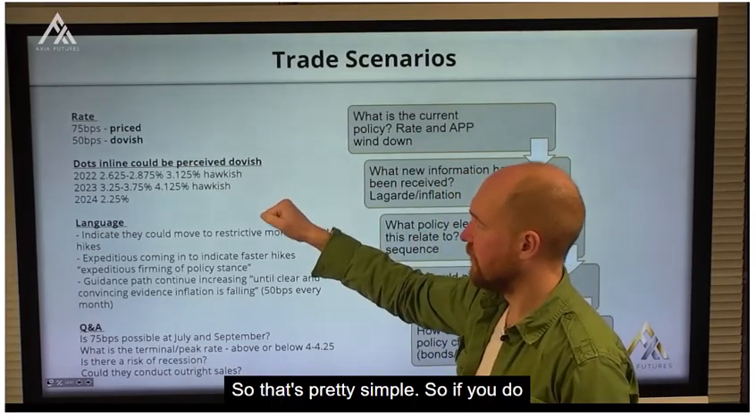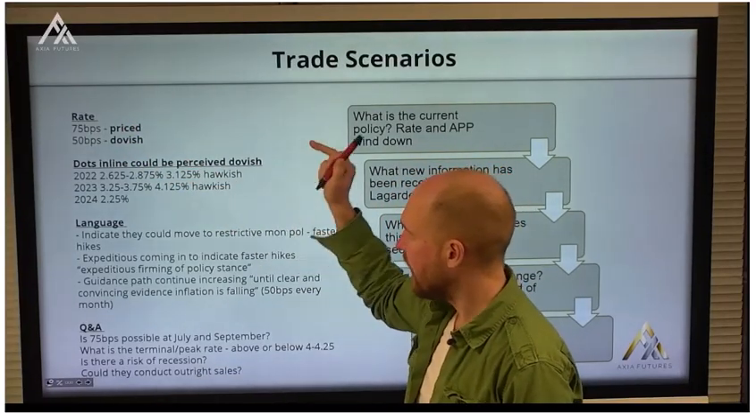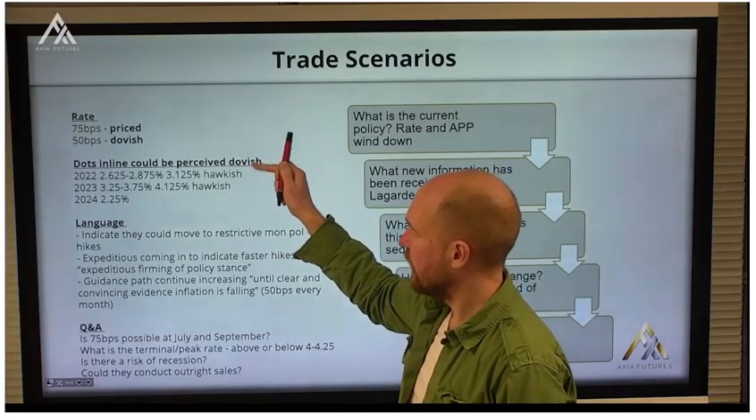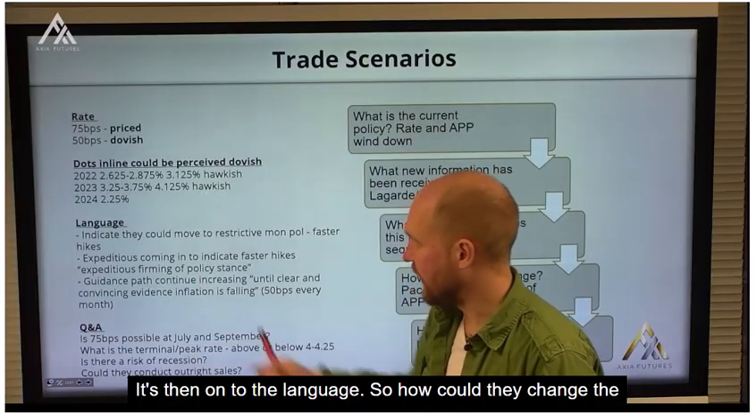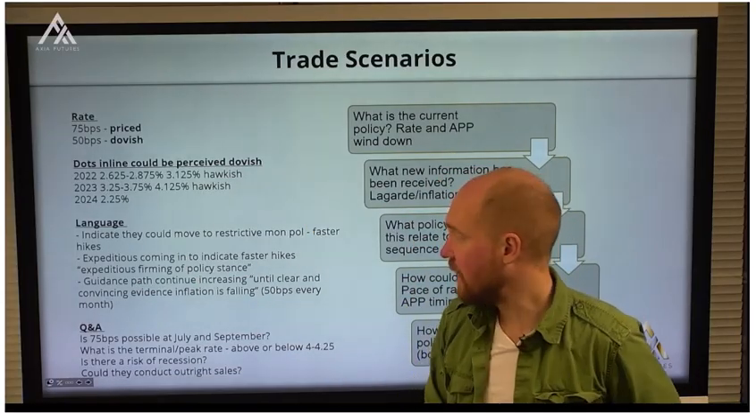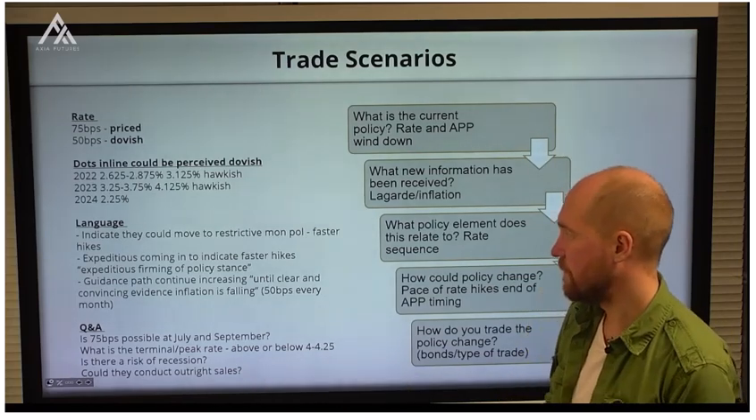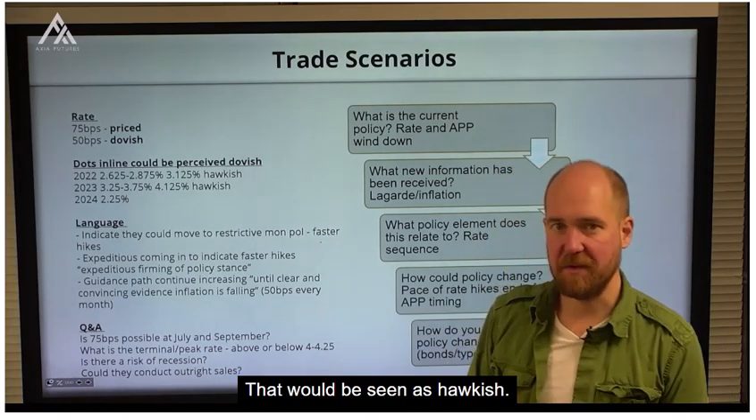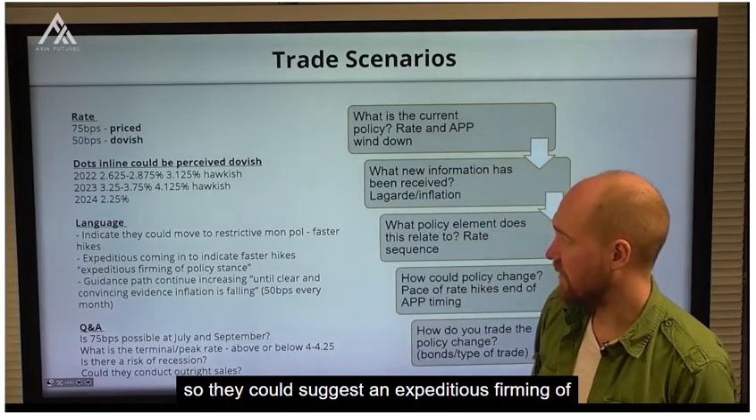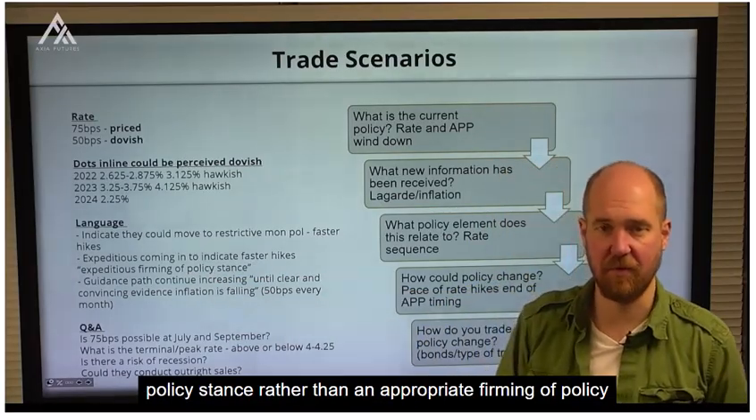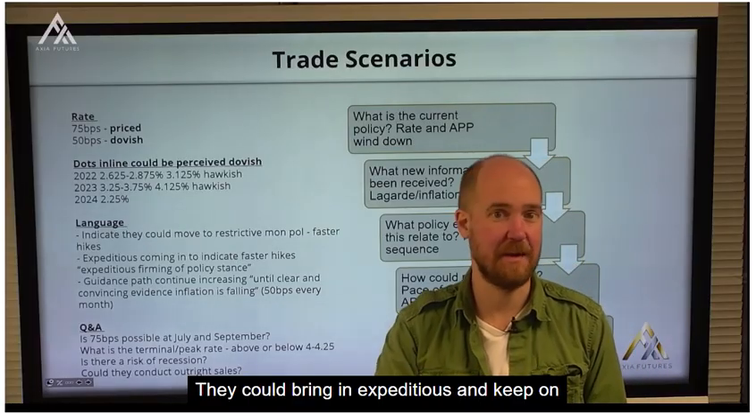So that's pretty simple. If you do 75, immediately your next port of call is the dots. What changes? If the dots change, or if the dots come in line, it's then onto the language. So how could they change the language? They could indicate that they could move to restrictive policy, so more extreme than expeditious. That would be seen as hawkish. Expeditious coming in could indicate faster hikes, so they could suggest an expeditious firming of policy stance rather than an appropriate firming of policy stance. So they could bring in expeditious and keep on going.